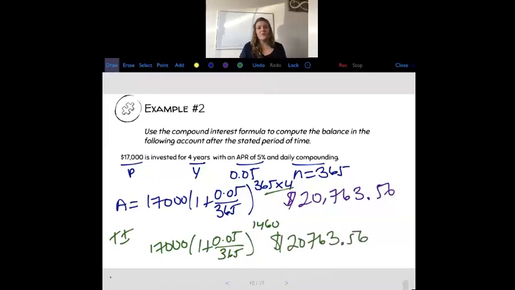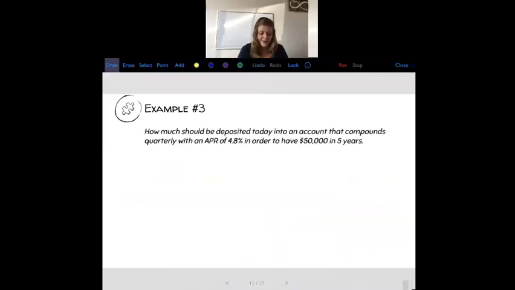Okay, so as you're doing these problems, make sure you're understanding how to put them in your calculator. Example 3: how much should be deposited today into an account that compounds quarterly with an APR of 4.8% in order to have $50,000 in 5 years? So this problem is working a little bit different. If it's saying how much should be deposited, it's asking for the principal.